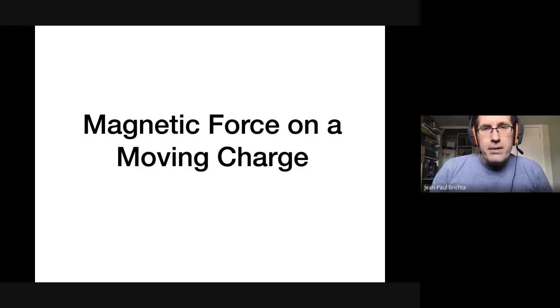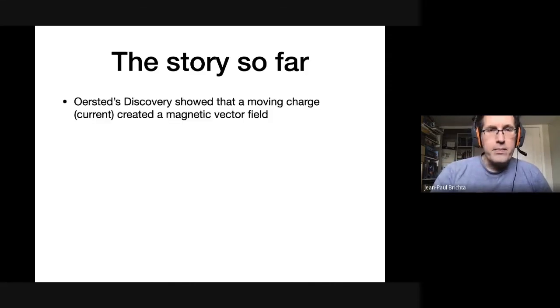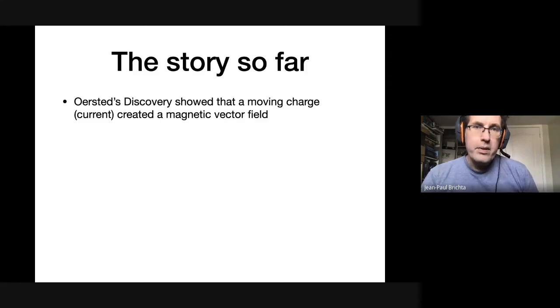Hello, everyone. In this lesson, I'm going to tell you a little bit about how a magnetic force works on a moving charge. So just a quick recap of what we talked about the last few lessons. First, in the last lesson, I talked about how Ørsted made this discovery that a moving charge, like a current in a wire, created a magnetic vector field.